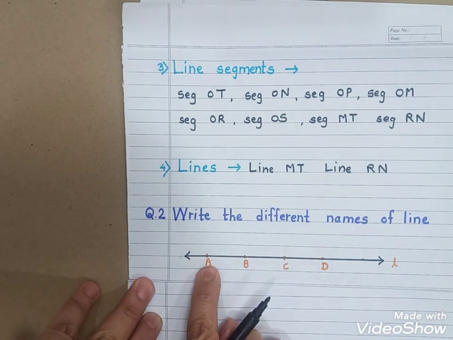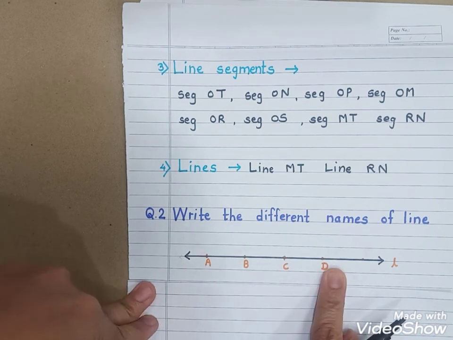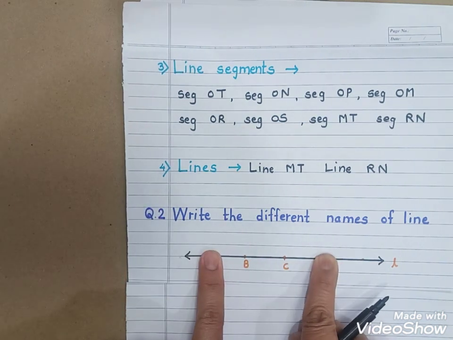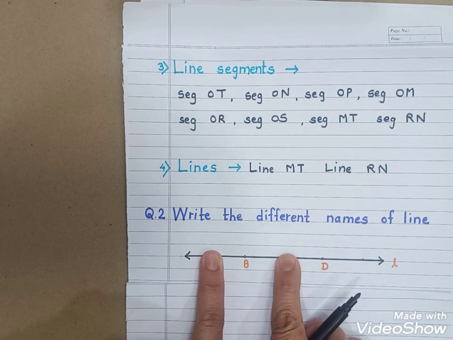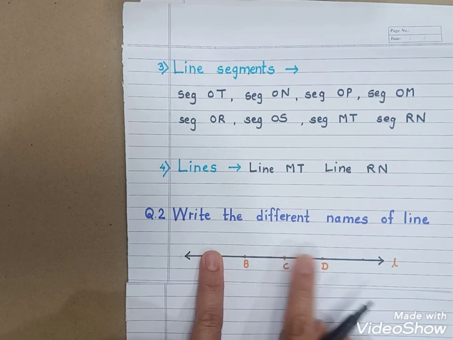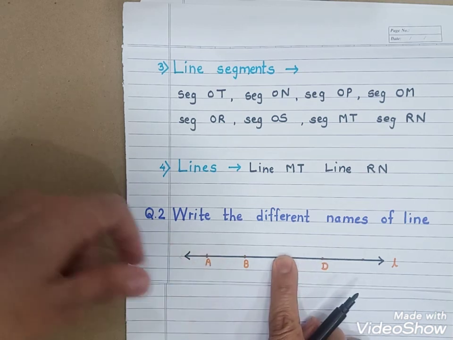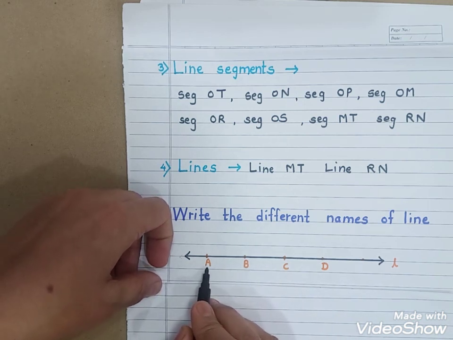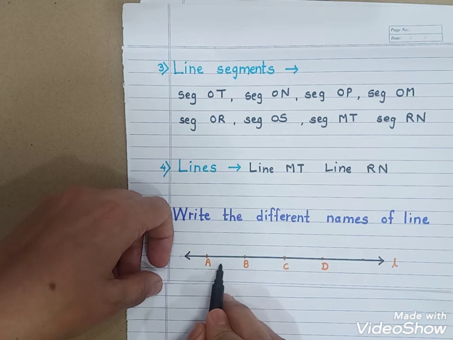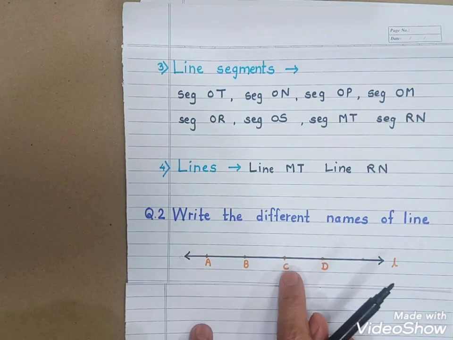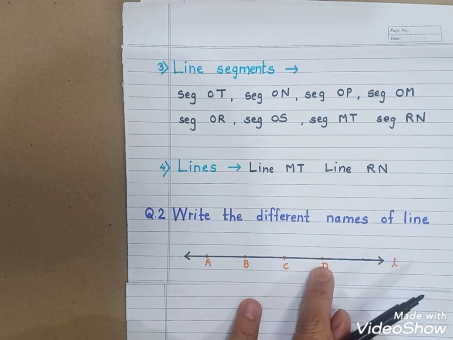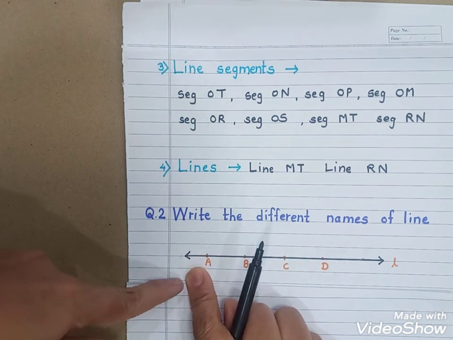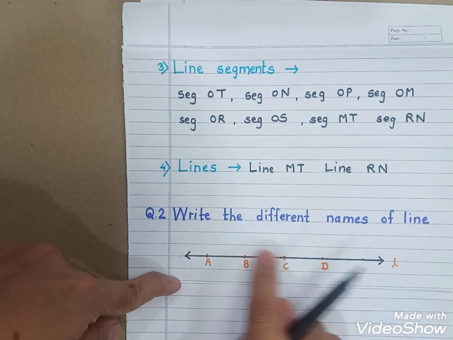If we start from this point, so these are the names of line. Again, if we start from point B, then BC is a line, then BD. So the names are line BC and line BD. We can also write the name BA, but we have already learned that line AB and line BA are the same. Now if we start from point C, then CD is the line. CB is also a line and CA is also a line, but we have already written line AC, so don't write CA again.